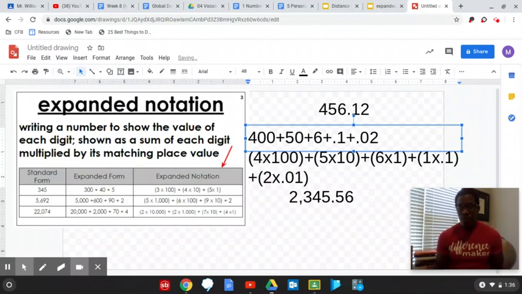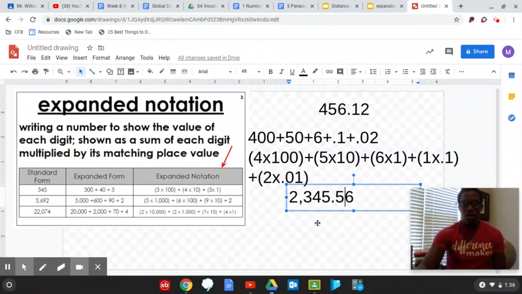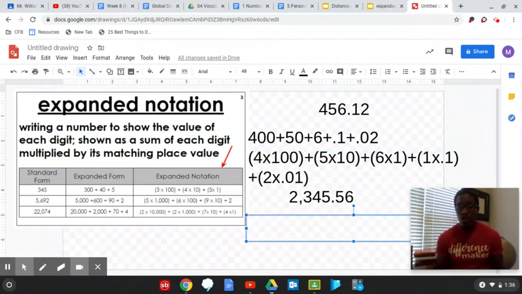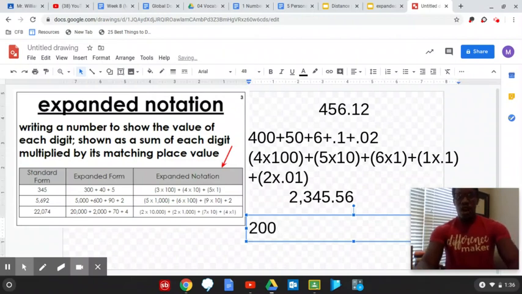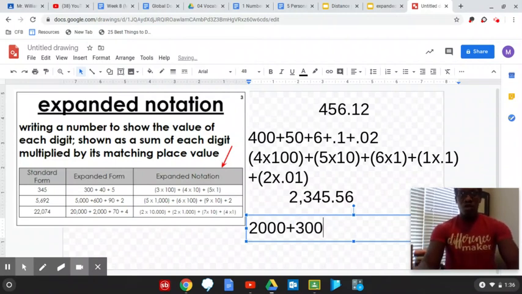Easy enough, right? Let's do another example together. This time we're going to do a little bit of a bigger number, 2,345.56. We'll do expanded form first and then we'll do expanded notation. So what place value is the 2 in? Excellent. The thousands place, so it has a value of 2,000. What place value is the 3 in? The hundreds place, so it has a value of 300.